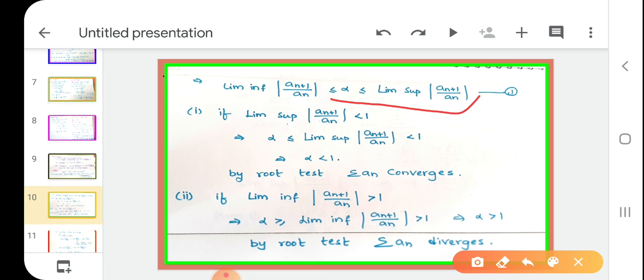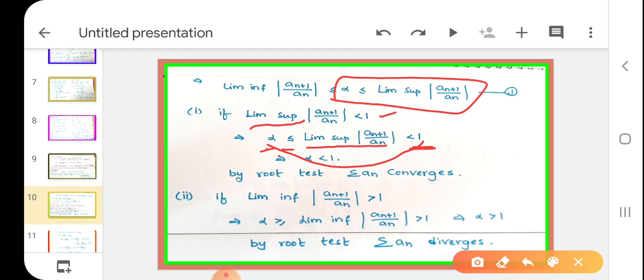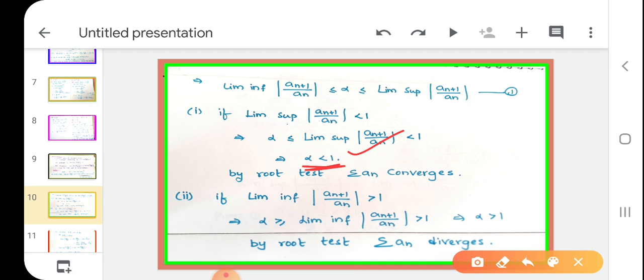Here I take these two values only. What is the value here? Alpha is less than or equal to the limit supremum of a_{n+1}/a_n. But here I take the limit supremum of a_{n+1}/a_n less than 1. So I write less than 1 also. Now I take first and last. What do we get? Alpha is less than 1. Alpha less than 1 means by the root test it is convergent.